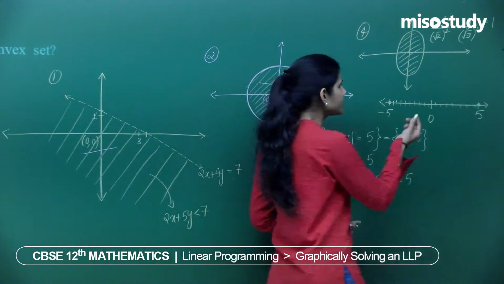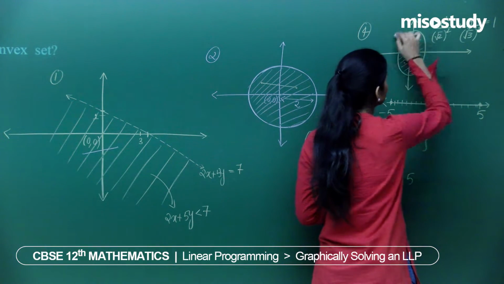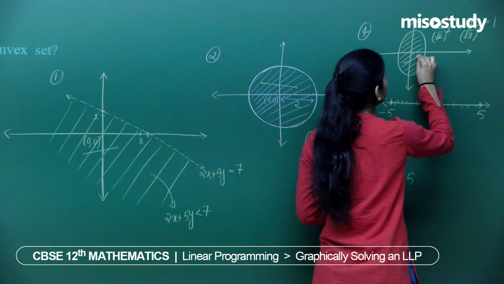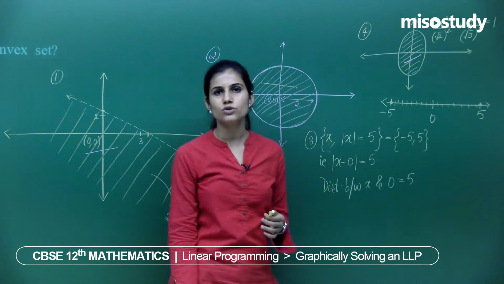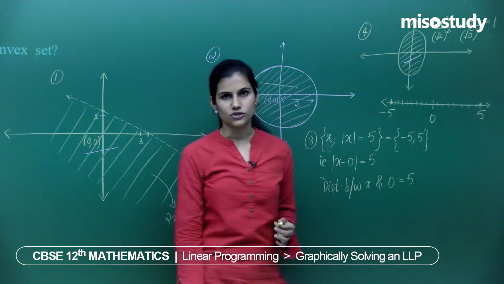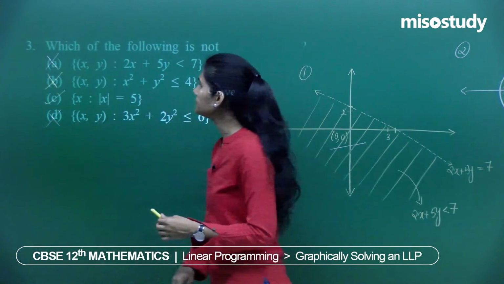So this happens to be my region represented by 3x square plus 2y square less than equal to 6. And this is clearly convex because you pick up any 2 points in this shaded region. Boundary is also included. When you join those 2 points, the straight line joining those 2 points is lying in the same region. So even this is a convex set, so this is a wrong option.